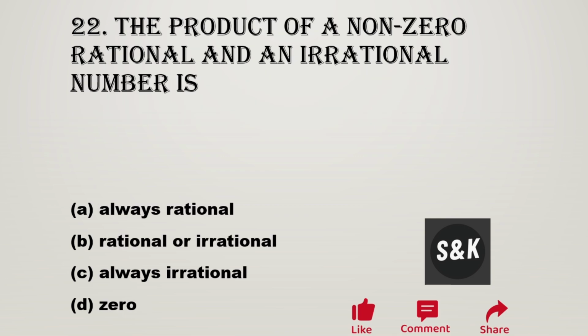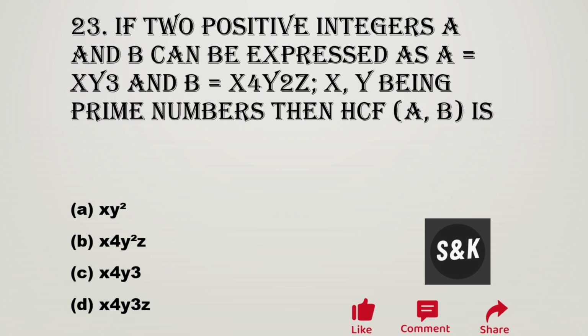The product of a non-zero rational and an irrational number is always irrational. If two positive integers a and b can be expressed as a equals to x^3 and b equals to x^4 y^2 z, x and y being prime numbers, then HCF of a and b is xy square.